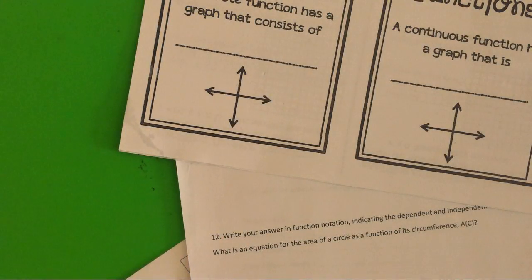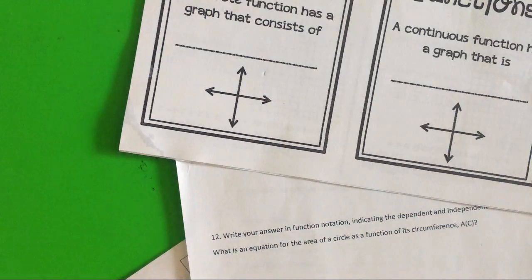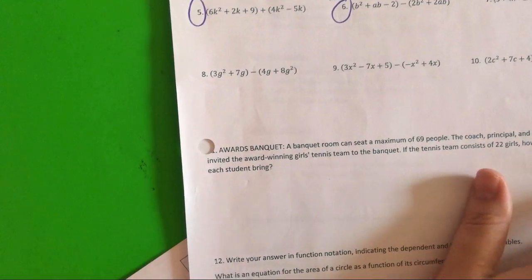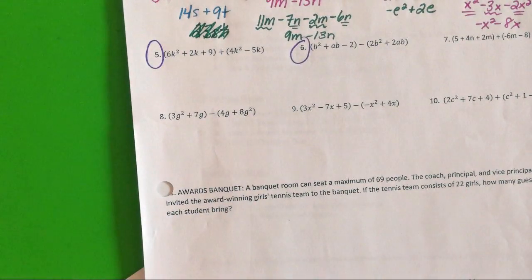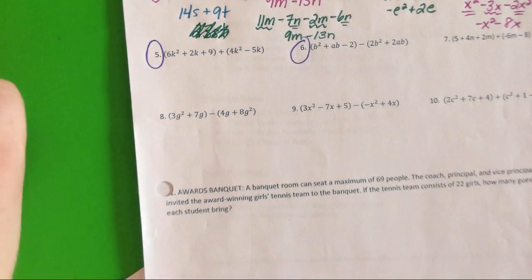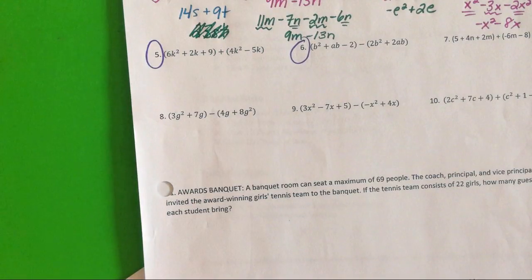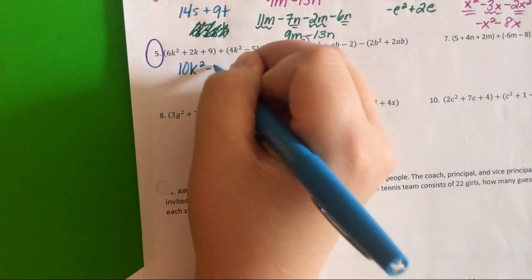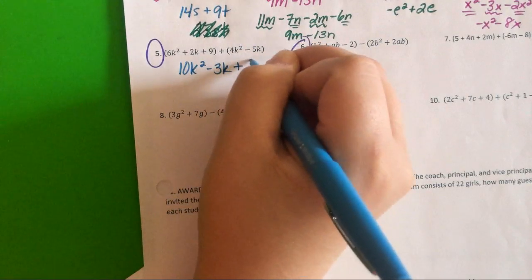Would someone like to volunteer? The 2 math workshop problems, number 5 and number 6. I have a hand up at table 2, so let's go with it, table 2. Okay, so number 5. 10k squared minus 3k plus. Give your group a point.